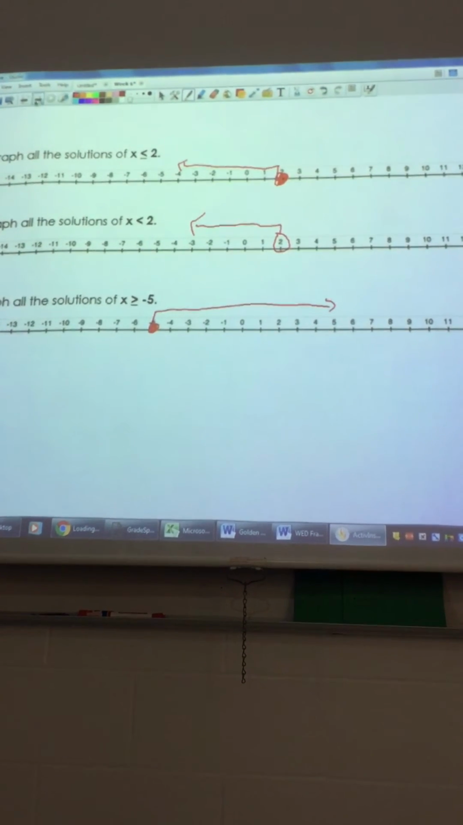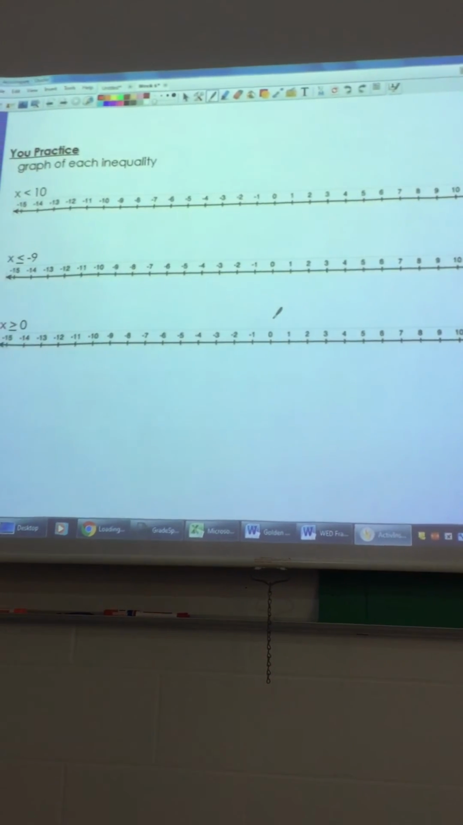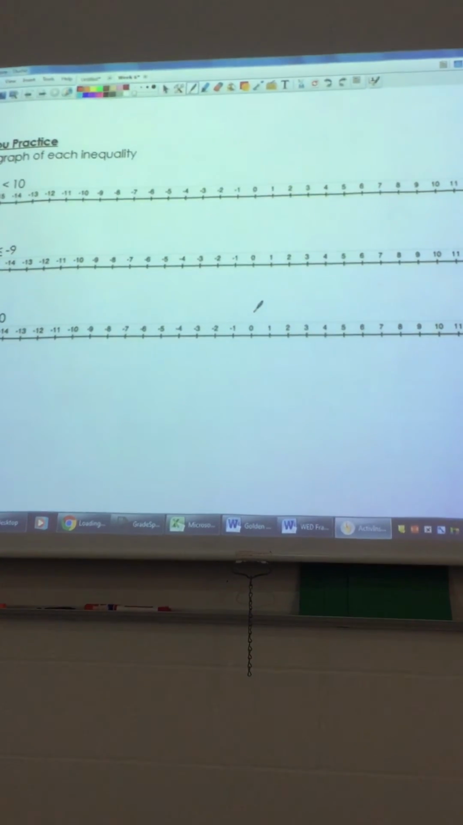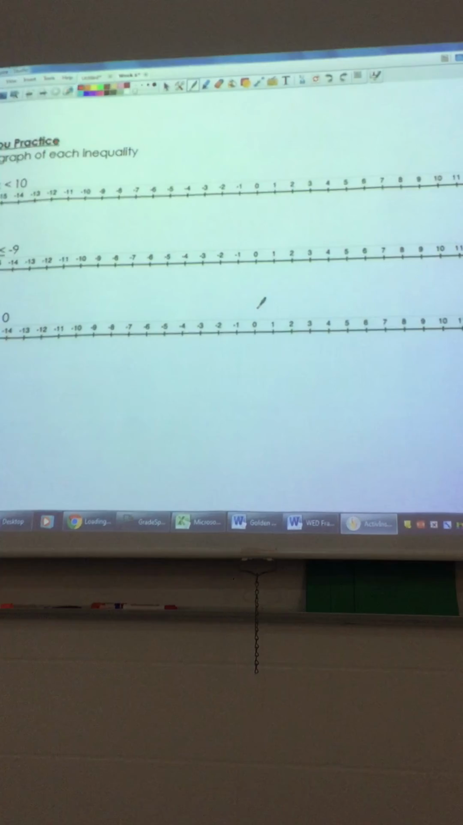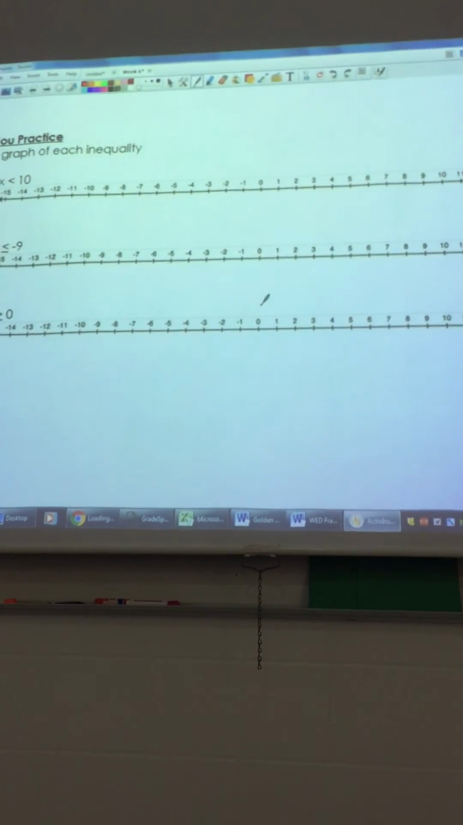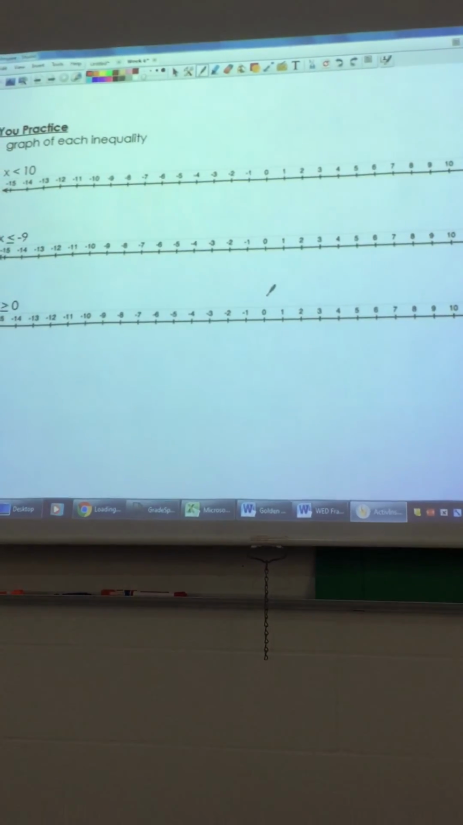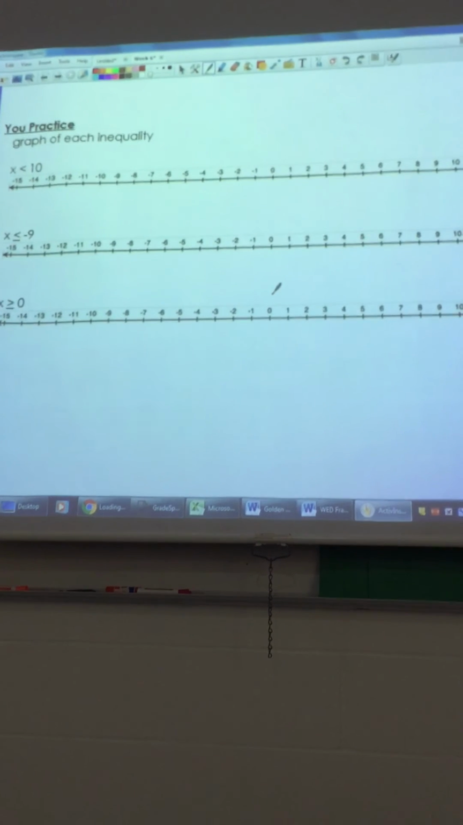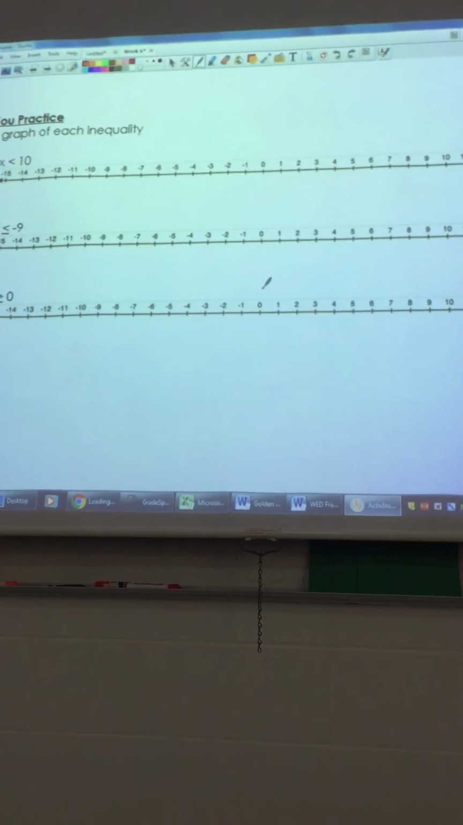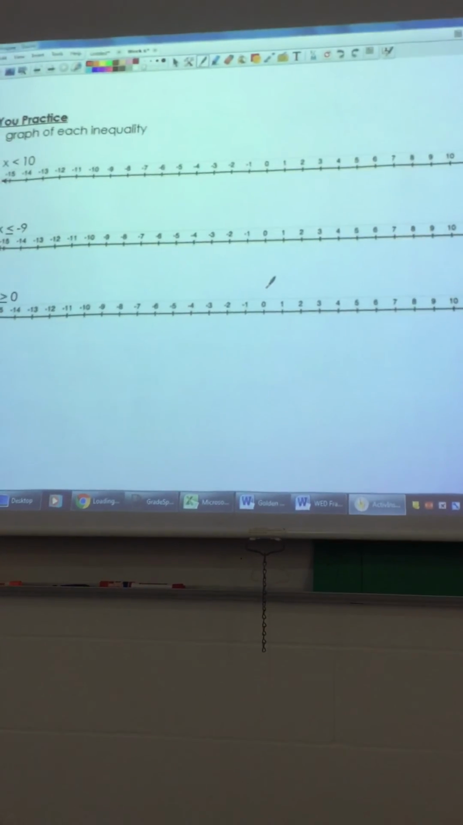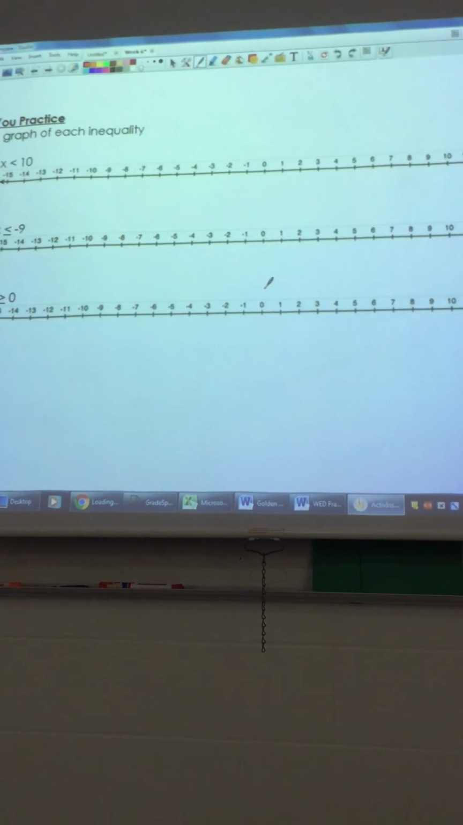Now, the next 3 I want you to try to do on your own. I'm going to give you about 1 minute. So wherever it has an equal sign under the inequality sign, it's a closed circle whenever it has that "or equal" sign attached to it. Okay. All right, so I'm going to give you all about 1 minute to do these next 3.